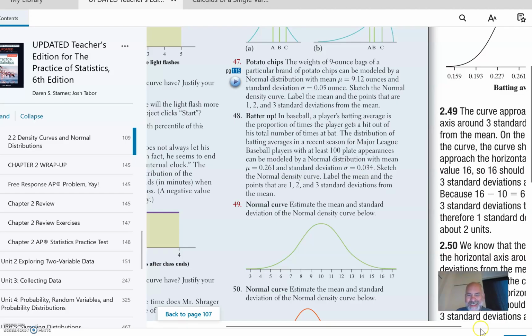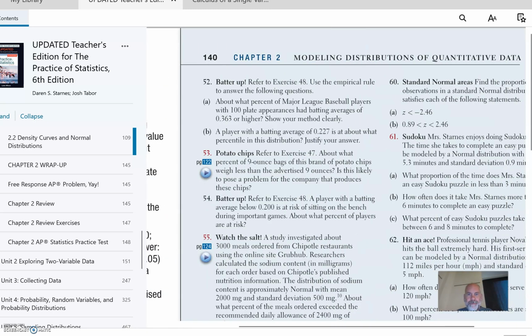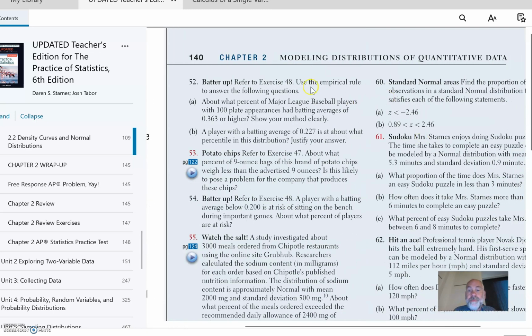What's next? 52 and 54. I have a little time here, so I thought I'd give you a sneak preview. Maybe this will help you out. Now in 52, they say keep using the empirical rule. That's the 68, 95, 99.7 rule. And you should be able to work out some of the stuff.